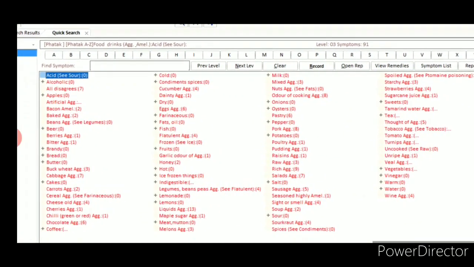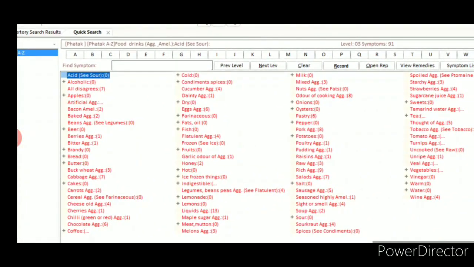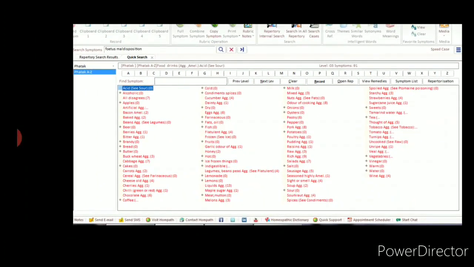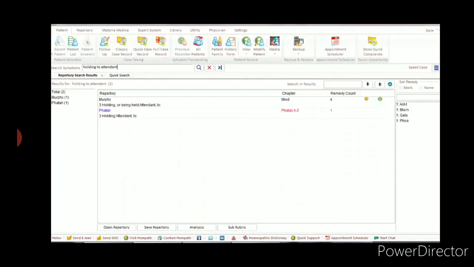Then the rubric is related with the food and drinks, where you are going to find aggravation and amelioration. You will find a detailed list, and mostly you will find that day-to-day food items are listed in this section. Then we have a rubric holding the attendant.